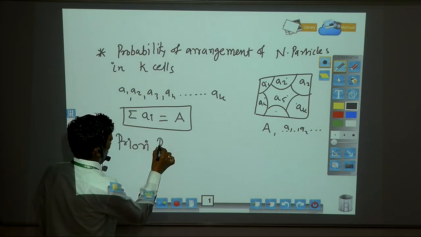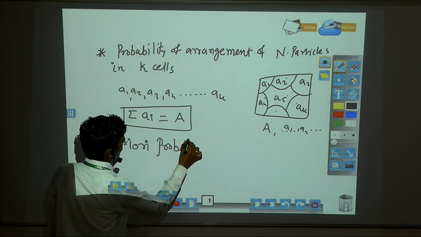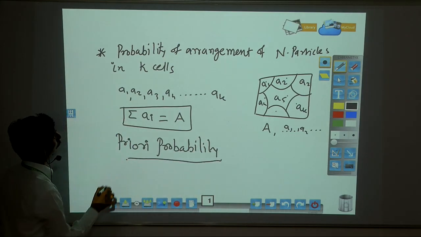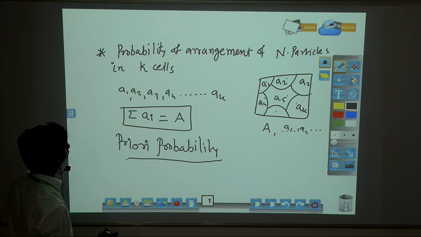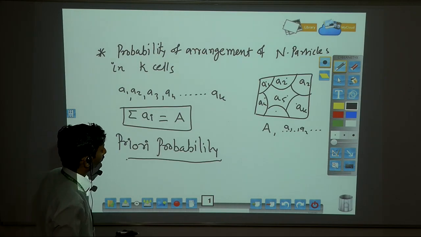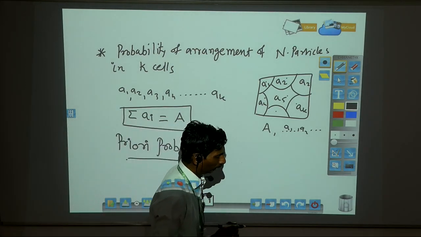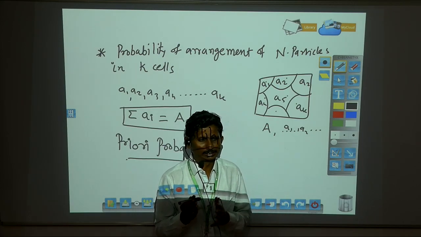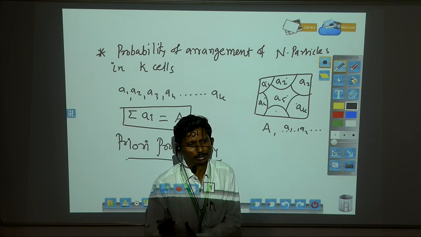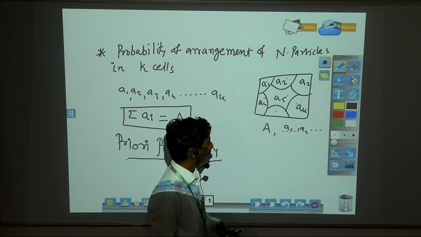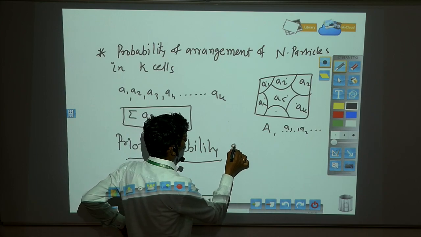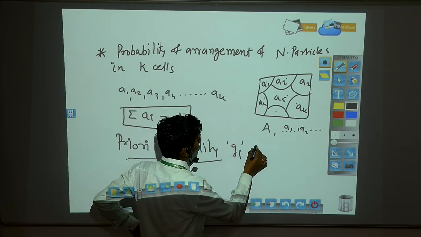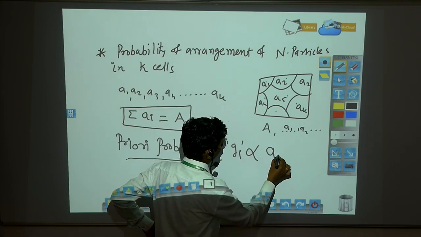A priori probability. This is a very important definition. What is a priori probability? The probability of the arrangement of the particle in the cell, which depends on the property of the cell, for example the area. If we represent that a priori probability as gi, and it depends on the area, we can write it in terms of ai.